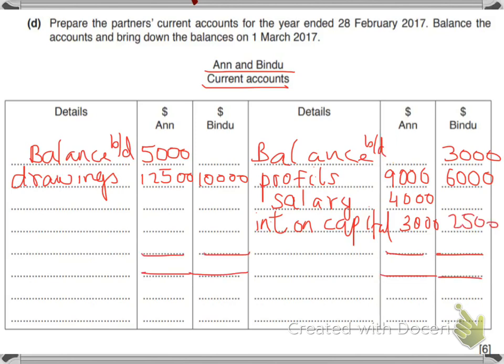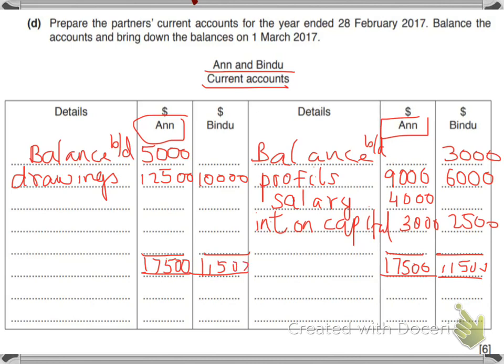Then we need to total each section. For Anne, we need to see which side is the highest, the debit side or the credit side. So now 5,000 plus 12,500 is greater than 9,000 plus 4,000 plus 3,000. So we record the highest amount on both sides. And we do the same for Bindu, and for Bindu the credit side is greater. So 11,500 is the amount we record on both sides.